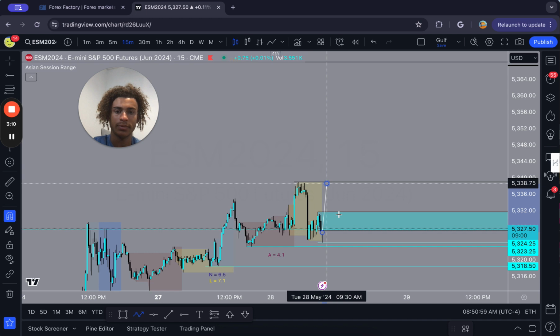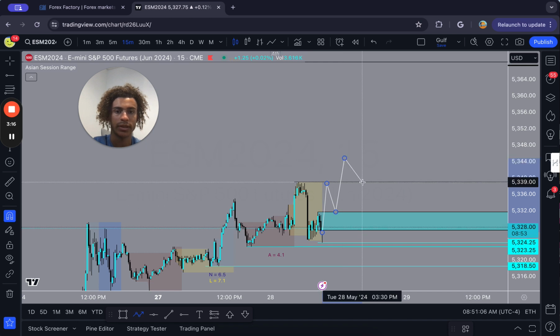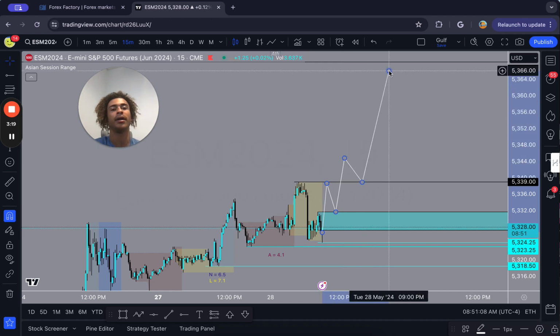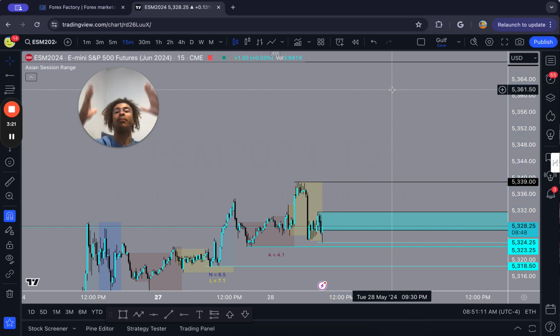All right, so come up. I would love to take some longs right here on this break and retest. Target this. And I would love to see a clear uptrend, then we target all-time high and I get longs. That would make my day. If that happened, I would love that.